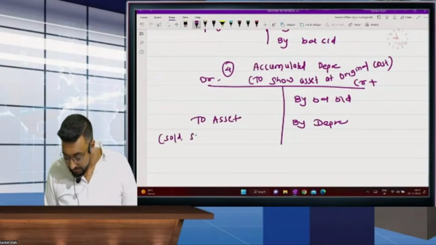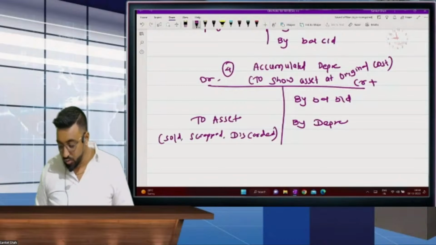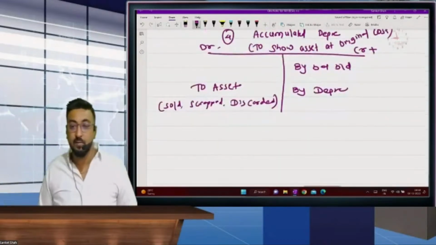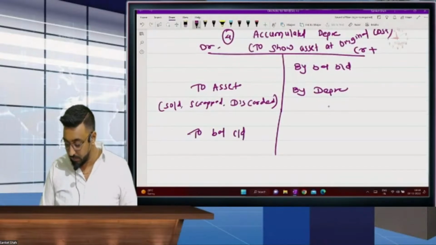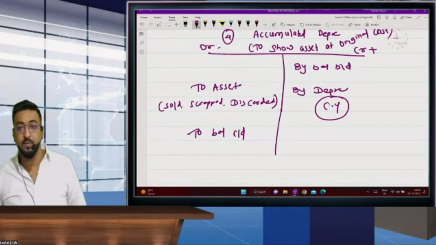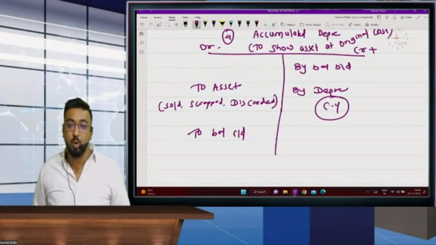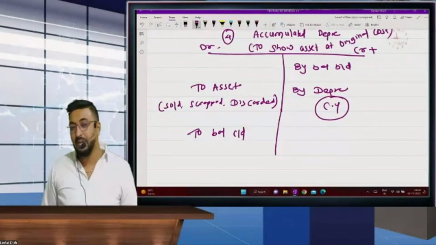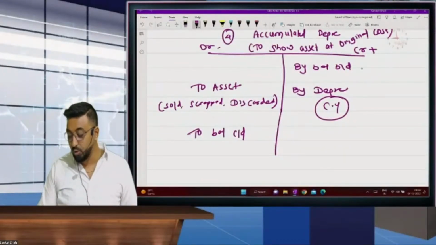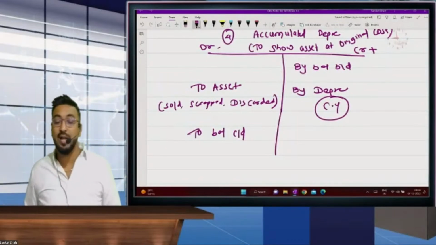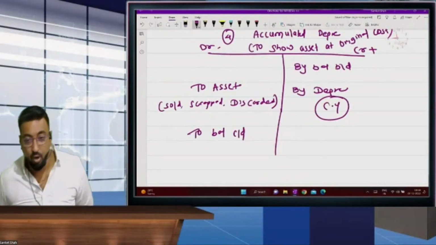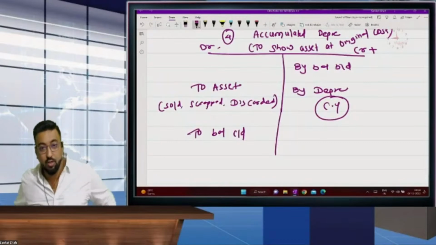sold, scrapped, or discarded. So whenever you are going to sell that asset, you will cancel your asset and to balance carried down. This is current year depreciation. By balance brought down till today, by depreciation current year. So this is up to last year. Up to last year total depreciation, by depreciation, to asset that value which you are selling, scrapped or discarded, and to balance carried down. So this is your pro forma.